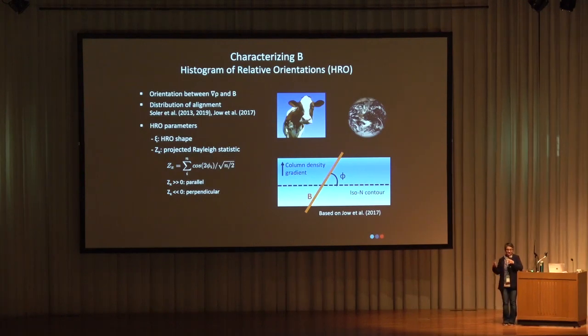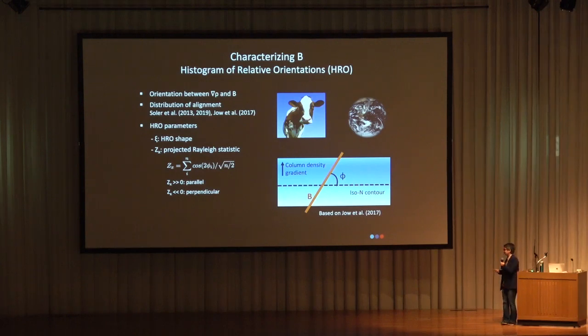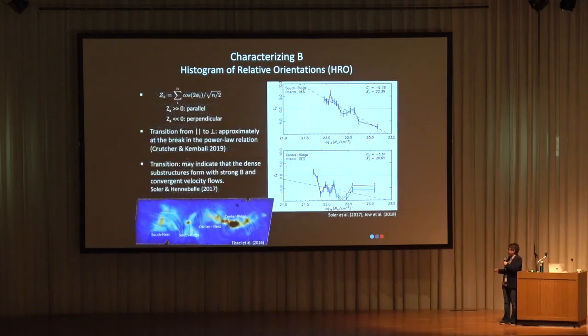Zhou et al. explains this study of alignment based on the alignment of cows with respect to the magnetic field of the Earth, and it's quite fun to read. So based on the HRO analysis, to quantify this further, we can use HRO parameters. For example, Zhou et al. uses the HRO parameter of projected Rayleigh statistic, where positive values indicate a magnetic field parallel to density structures and negative values indicate a magnetic field perpendicular to the structures.